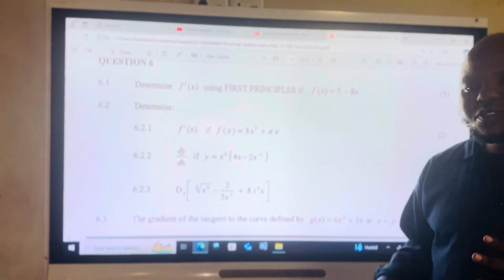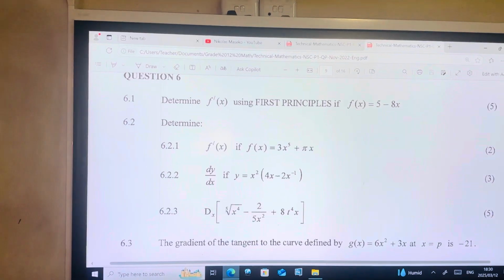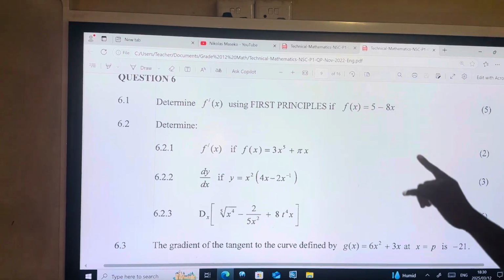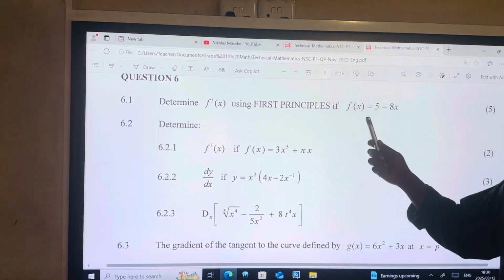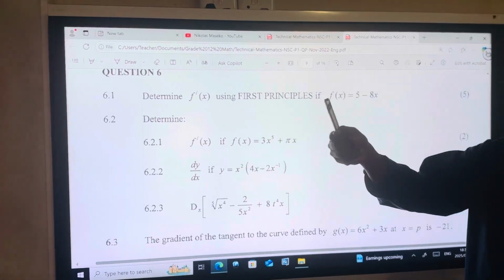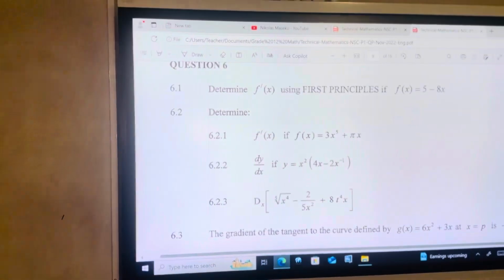So now we'll be focusing on Question number 6 again of the 2022 November Paper 1. We'll be going straight to determining the first derivative using first principle, where we're given f(x) is equal to 5 minus 8x. So we're just going to write the solution on this side.